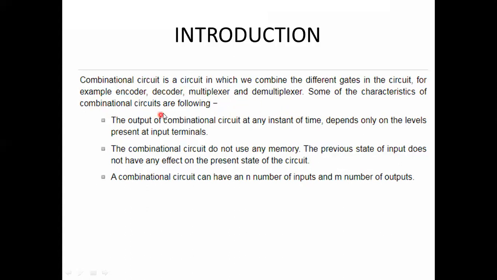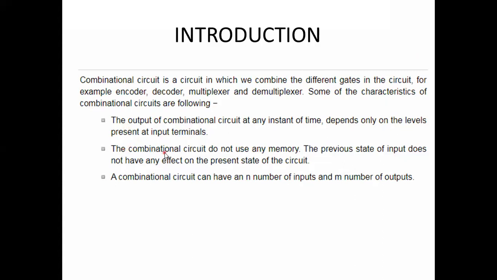What are the characteristics of a combinational circuit? The output of a combinational circuit at any instant of time depends only on the levels present at the input terminals. The present output depends on the present input only. What is the meaning of this point? If the present output depends only on the present input, then that circuit is called a combinational circuit.